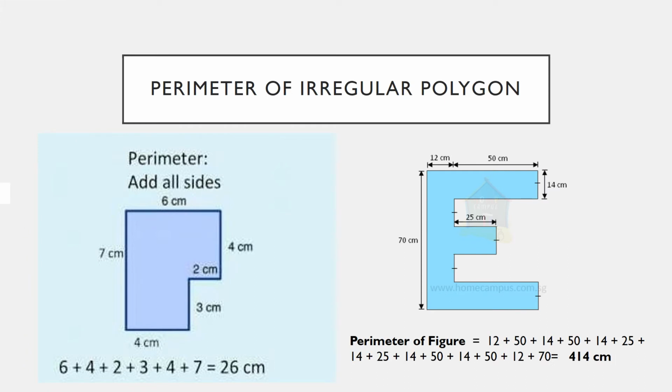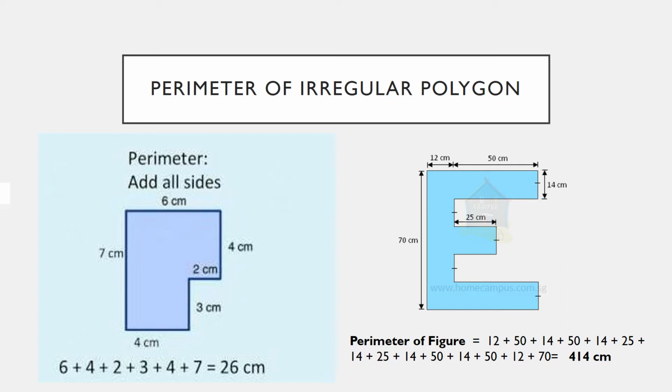Perimeter of irregular polygons. Now, perimeter of irregular polygons you will get by adding all the sides. In the first figure, if you add all the sides, 6 plus 4 plus 2 plus 3 plus 4 plus 7, on adding, you get 26 centimeter. The next figure is like an E. You can see here 14 centimeter. Everywhere it's not written, it is just shown by dash. That is all 14 centimeter.